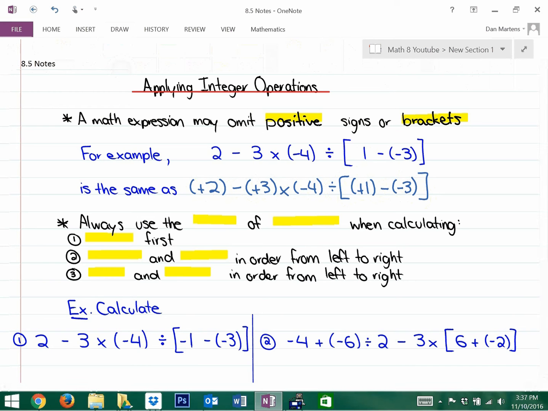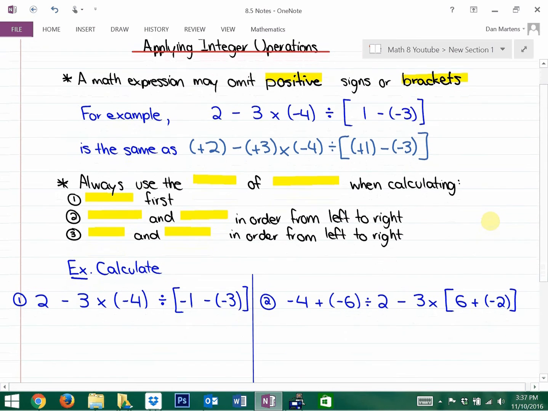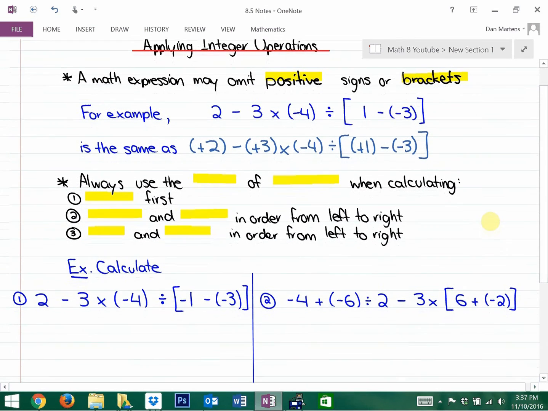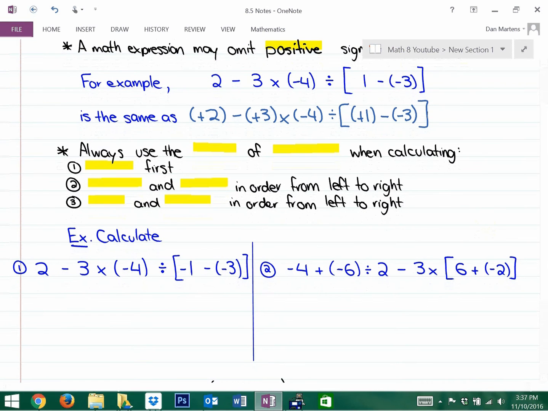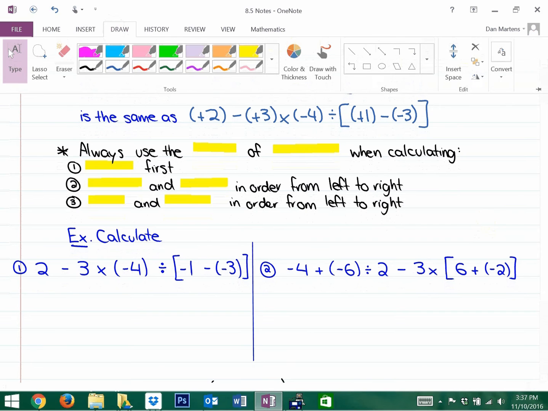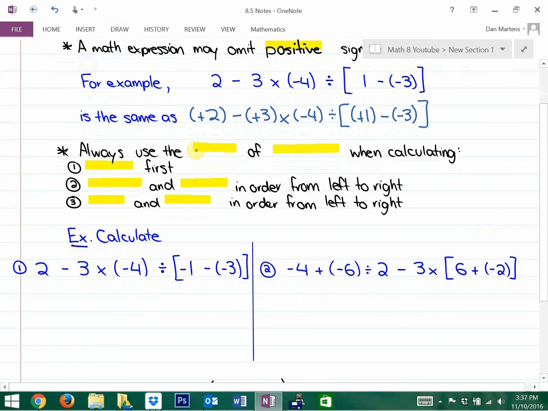So just be aware of that as you're working on these problems. You can get rid of the positive signs and brackets around the positive numbers if you'd like to. As we move into these two questions, and then we're going to look at something called mean, make sure that as you're working through a math problem, you're always going about it using the order of operations.